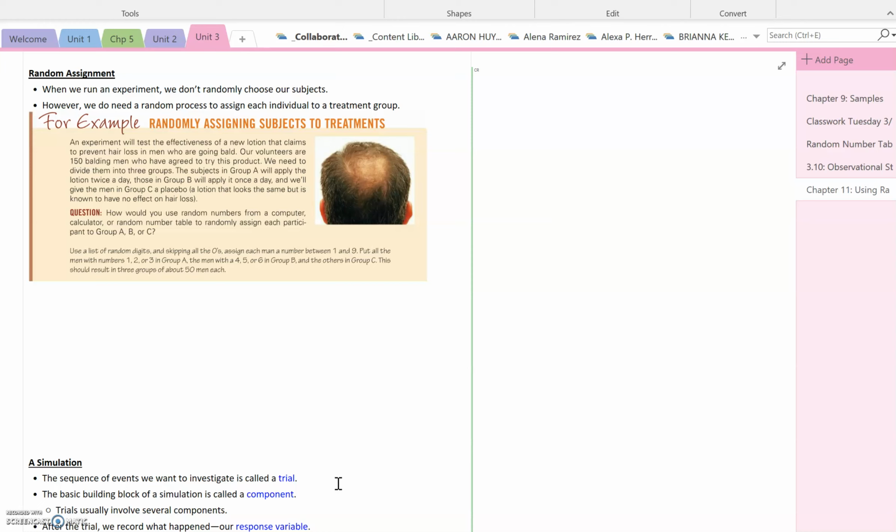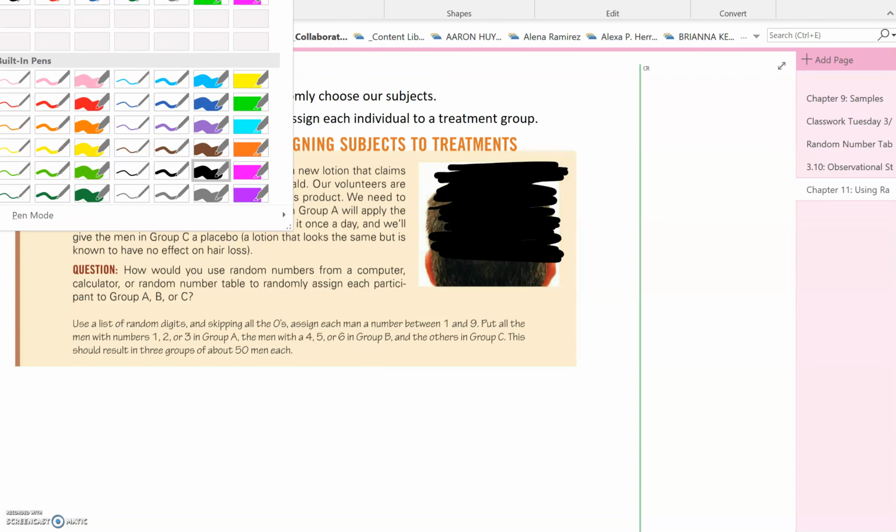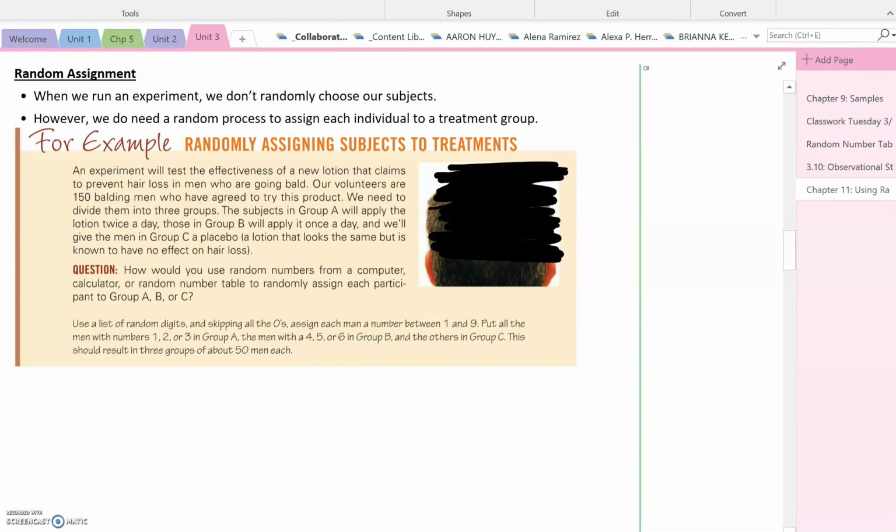So instead of randomly selecting your sample, you randomly assign people in your experiments to different groups. For example, and I apologize for this kind of odd picture here, we are talking about an experiment where we're looking at helping people who are going bald get some more hair back. An experiment will test the effectiveness of a new lotion that claims to prevent hair loss in men who are going bald. Our volunteers are 150 balding men who have agreed to try this product.